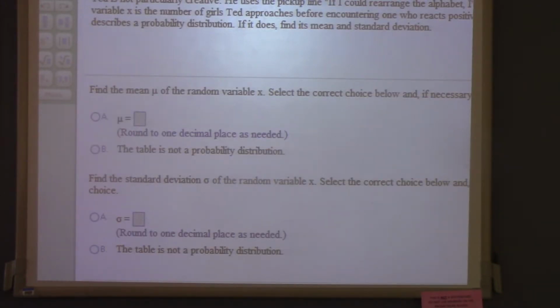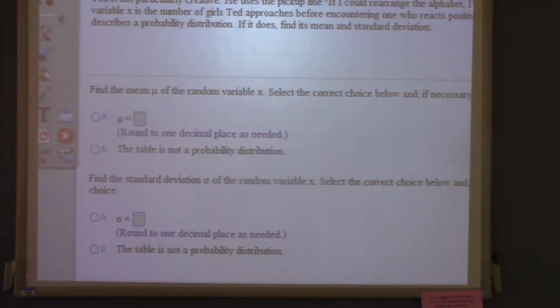What the heck is this? Oh, another binomial distribution. I'm sorry. Ted is not particularly creative. Ted sucks. He uses a pickup line. Oh God. "If I could rearrange the alphabet, I'd put you and I together."